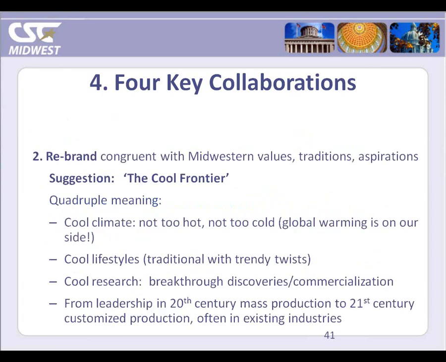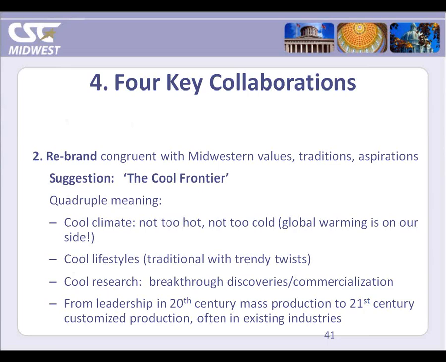Next, as a second strategy, we would think about rebranding the Midwest. I'm just making a suggestion here. Let's call it the cool frontier. Why cool? Well, it's a cool climate. It's not too hot, not too cold, and it may even benefit from global warming if that does occur.